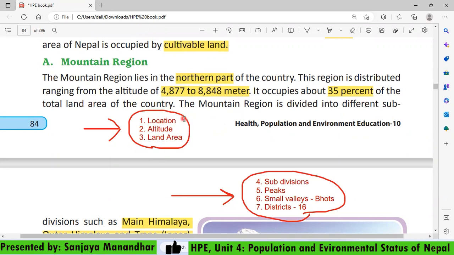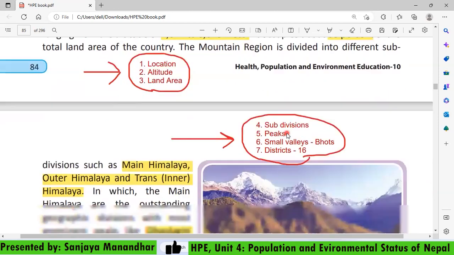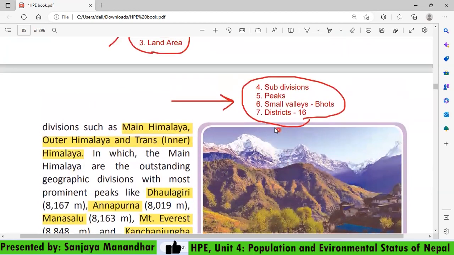You revise it: northern part, altitude 4,877 to 8,848.86 meters, land area is 35%. Okay, can we go to next? After that, fourth number is subdivision. The mountain region is subdivided into three regions. We already saw main Himalaya, outer Himalaya, and inner Himalaya, or it is also called trans Himalayas.